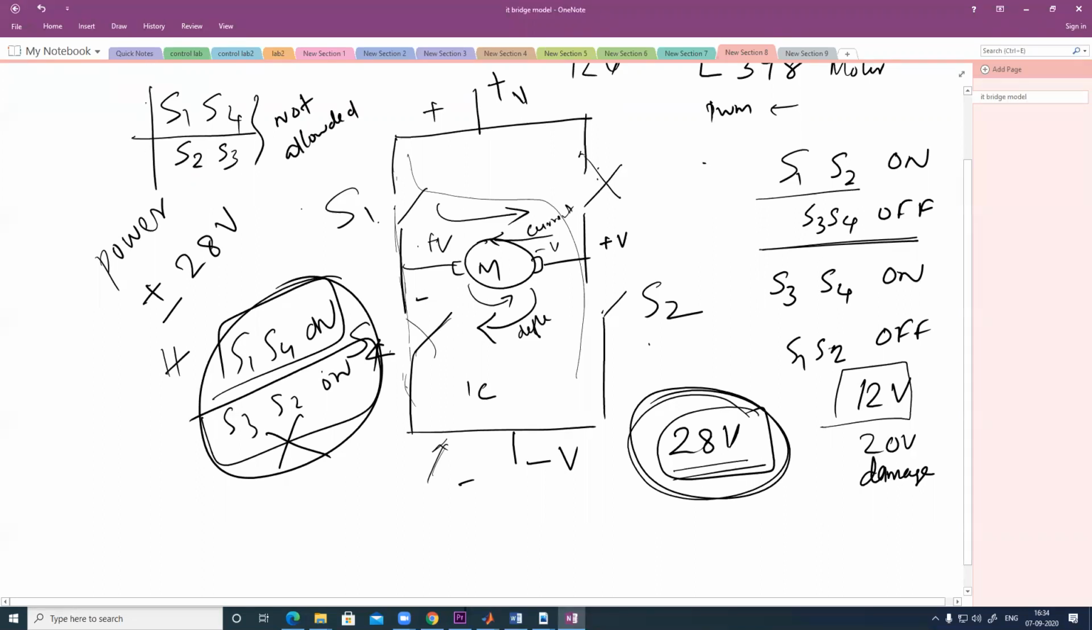As per the design of this H-bridge power amplifier, this is actually disabled. So it won't come into the picture. Either S1 and S2 is on or S3 and S4 is on. These two conditions are not at all allowed.